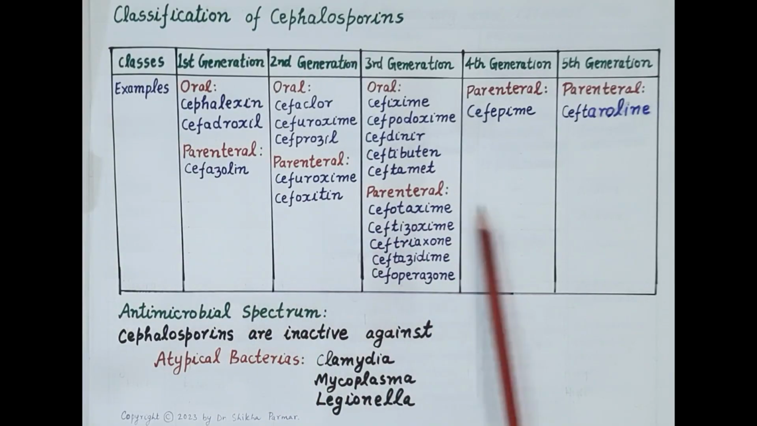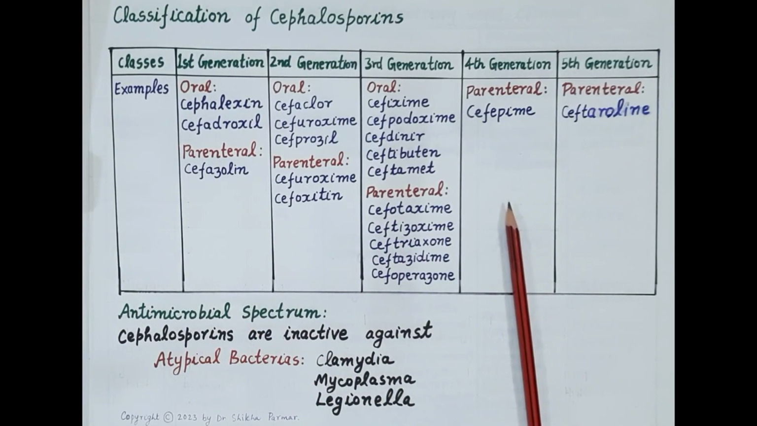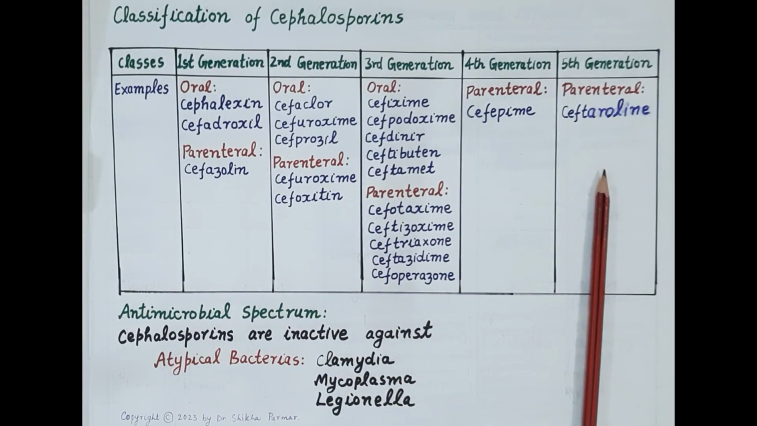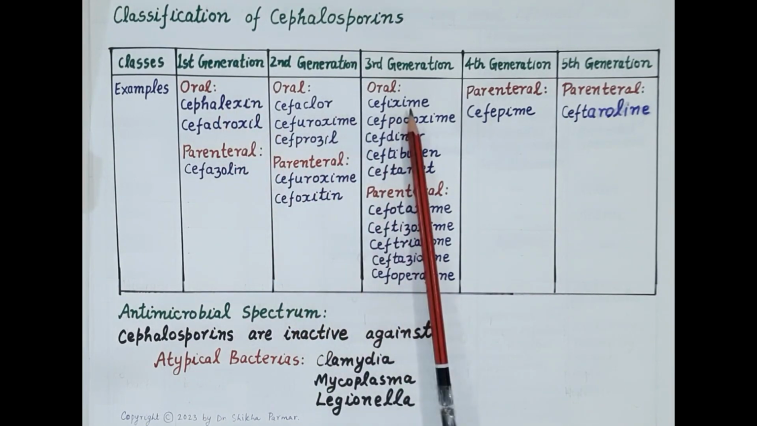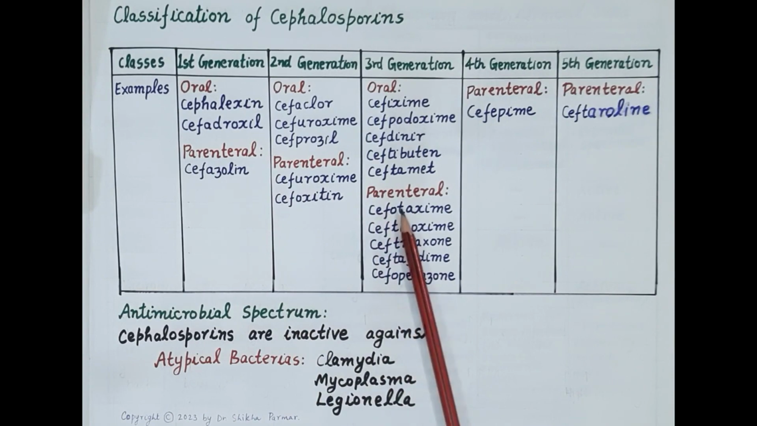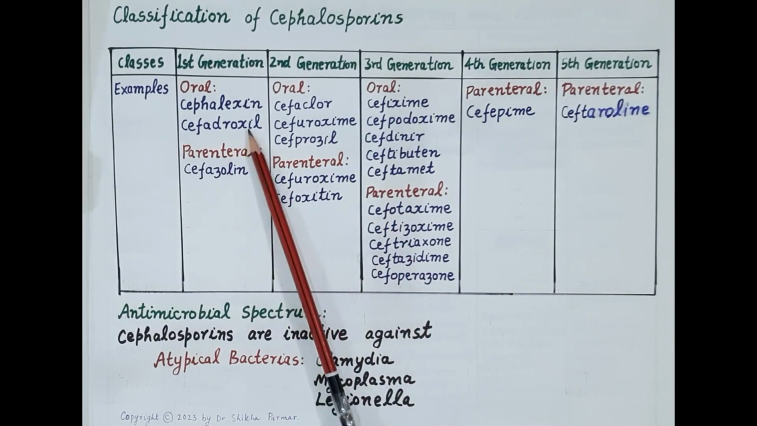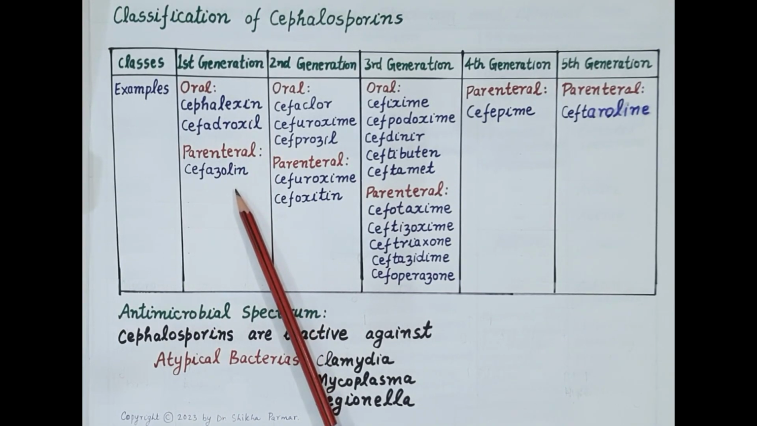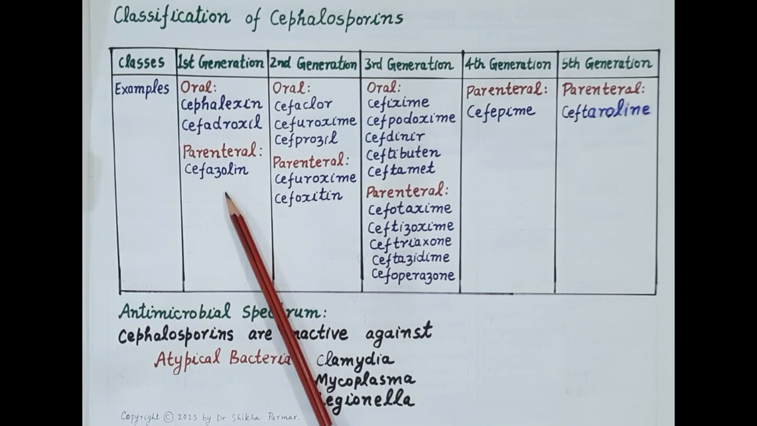Now, this is the classification of cephalosporins. Cephalosporins are grouped into 5 generations based on their antibacterial spectrum and time of invention. Some preparations are given orally while others are administered parenterally. First generation oral drugs are cephalexin and cefadroxil, while cefazolin is administered parenterally. First generation cephalosporins have high activity against gram-positive but weak activity against gram-negative bacteria.